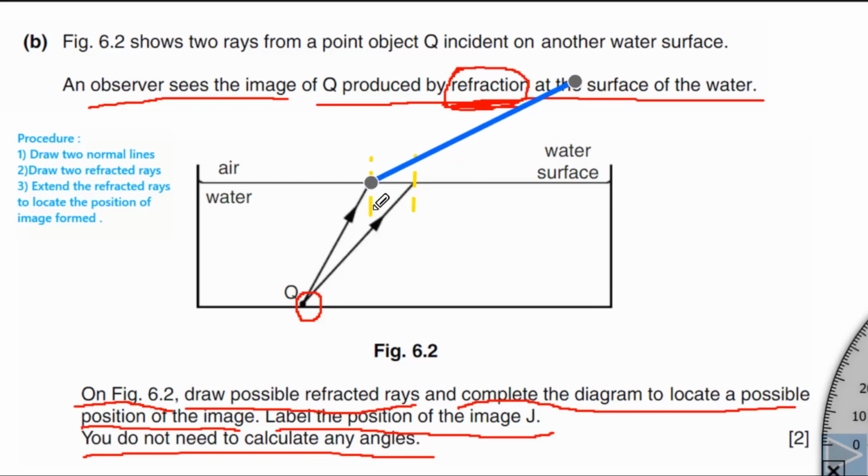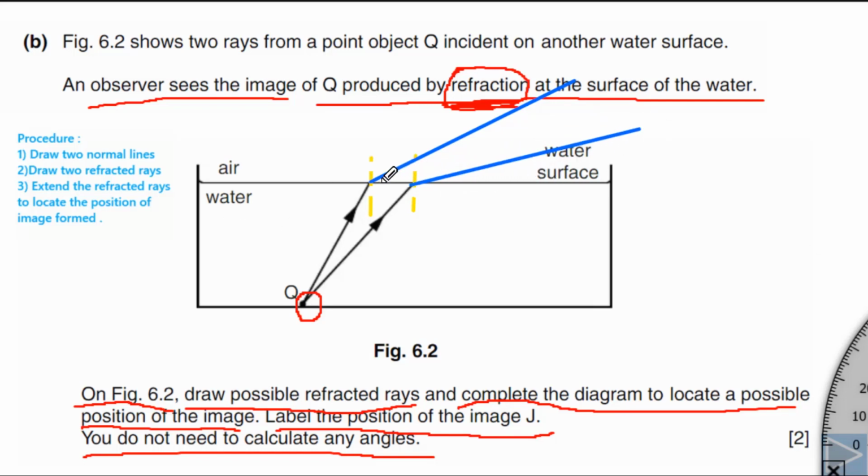If you look at these two angles of incidence, this angle of incidence is smaller as compared with this angle of incidence. It means this angle of refraction also will be smaller than this angle of refraction. So let me draw a refracted ray here now. So this will bend more. So like this, we can draw.